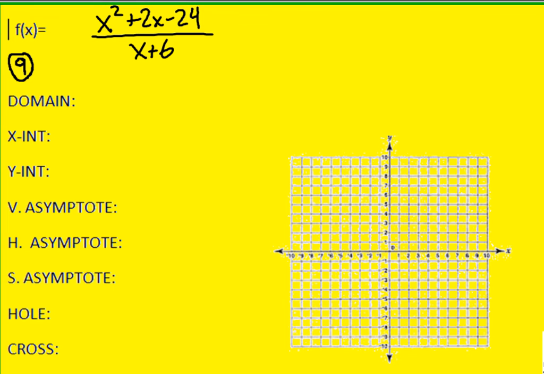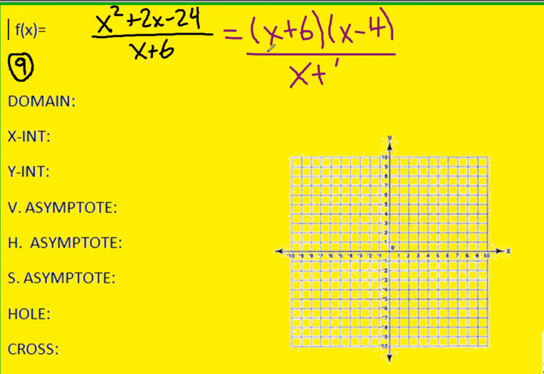This example is a really special case of a slant asymptote. Naturally, we see this a lot in upper-level mathematics. Just as we go along with it, if we factor this equation, you get x plus 6 times x minus 4 on top, and you just have an x plus 6 on the bottom. So we notice right away we're going to have something that's going to cancel.